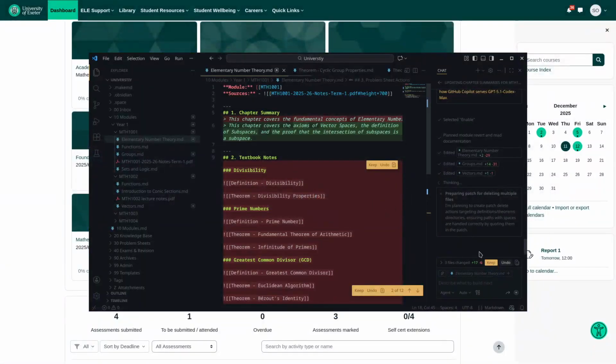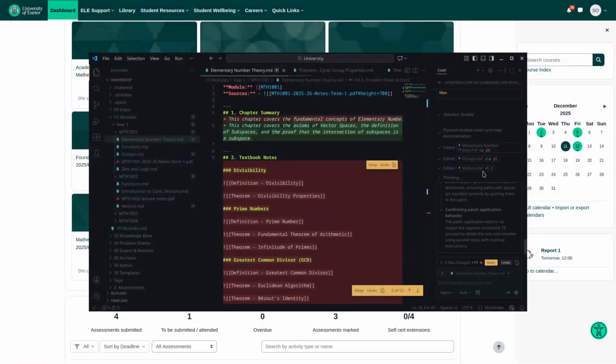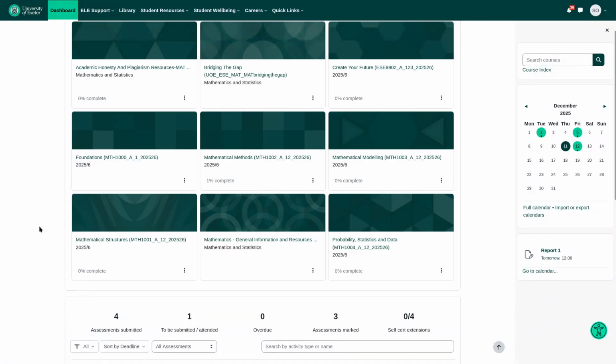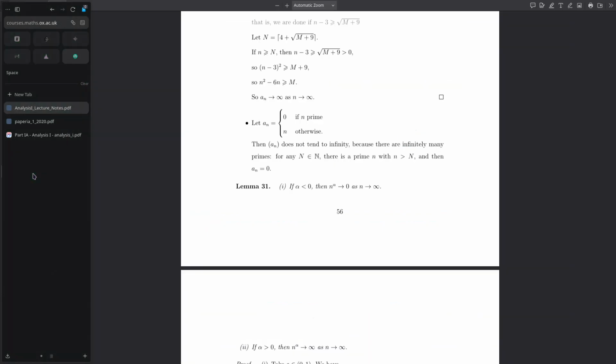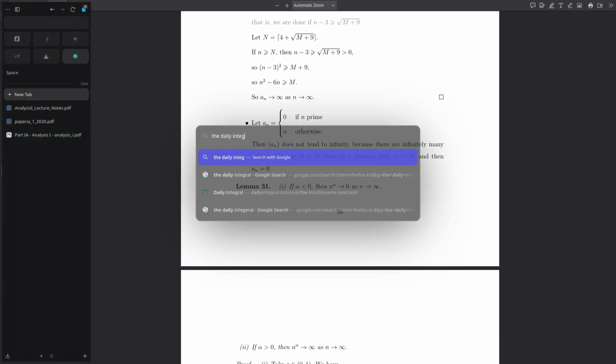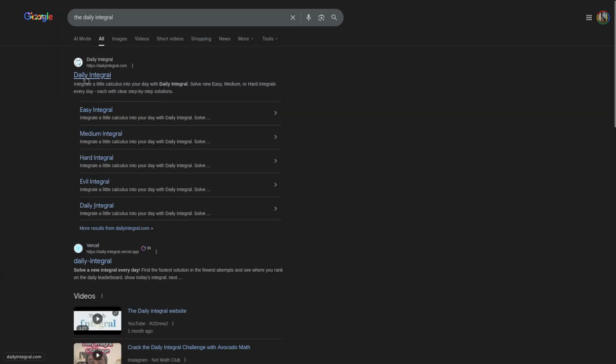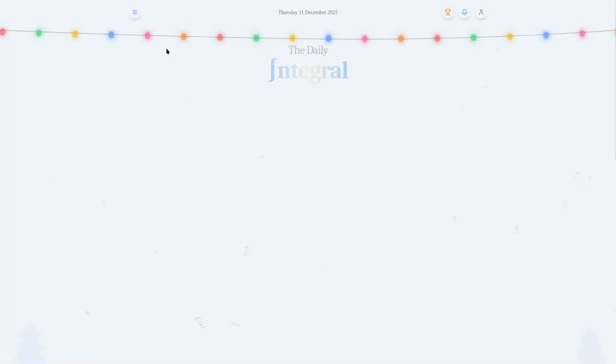Has it managed to? Yeah, it's still doing it. Okay, then I'll deal with that in a bit. We can probably get started with something. I'll start with the daily integral, which if you don't know what that is, you should probably know what that is.